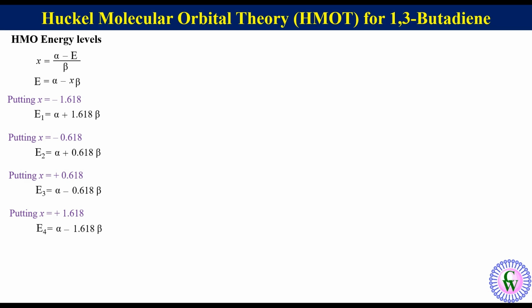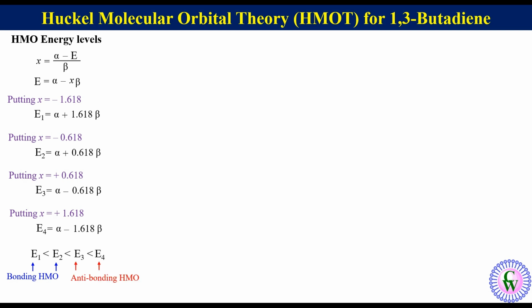Since beta is a negative value, so E1 is less than E2, E2 is less than E3, which in turn is less than E4. E1 and E2 are bonding Huckel molecular orbital energy levels.